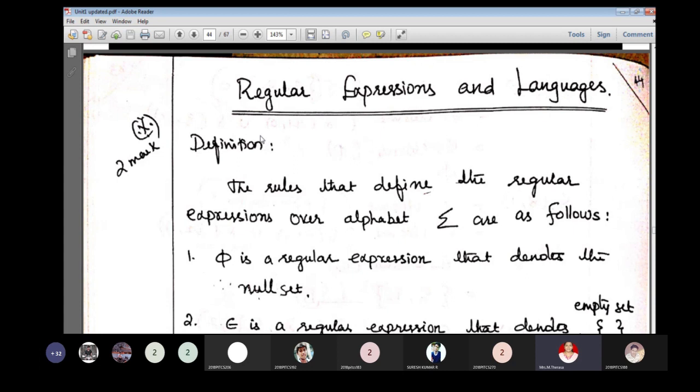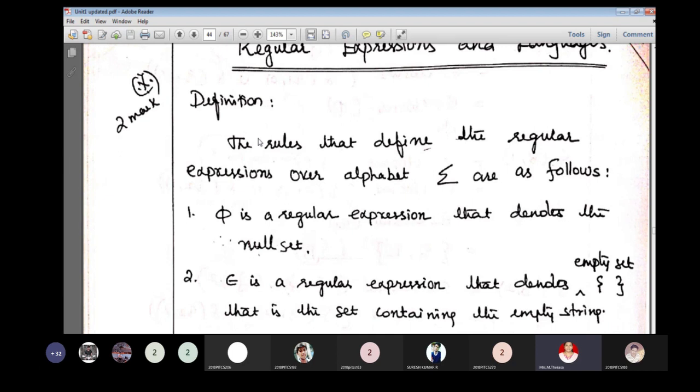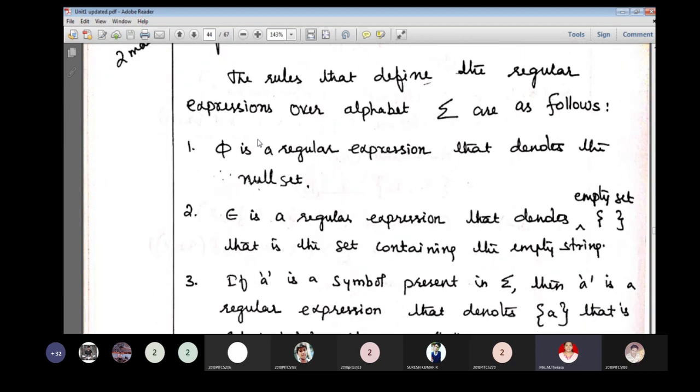Now we'll see the formal definition of regular expressions and regular languages. The rules that define the regular expressions over alphabet sigma are as follows. Number one, phi is a regular expression that denotes the null set. As we know, phi represents the null set, and the same phi is used as a regular expression to represent the null set, otherwise called the empty set.